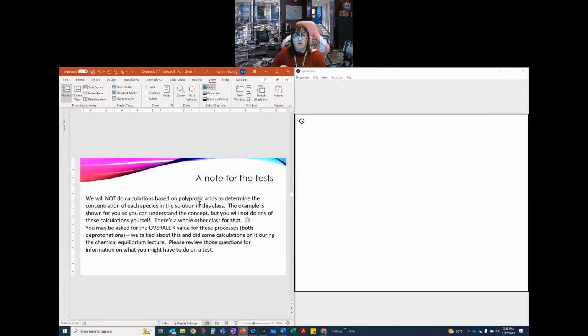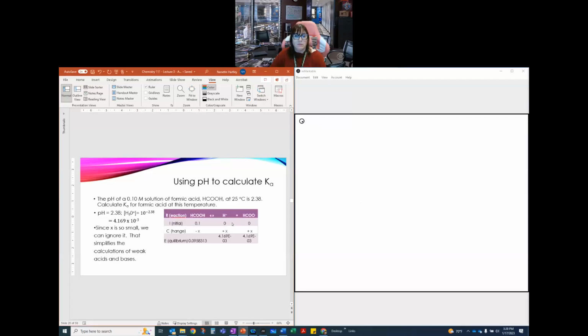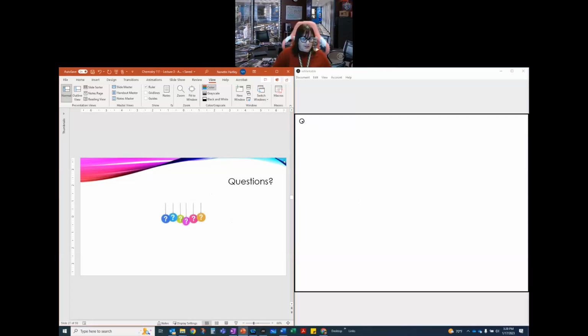So like I said, you will not have to do that. You may be asked for an overall K. And so if we had 3 steps and we had a K for each one, we might be asked for the overall K. We talked about that in the chemical equilibrium lecture. So you may be asked for that. But that's a very different thing than looking for all of those concentrations. Okay? So that's everything that we have in the acid information section.